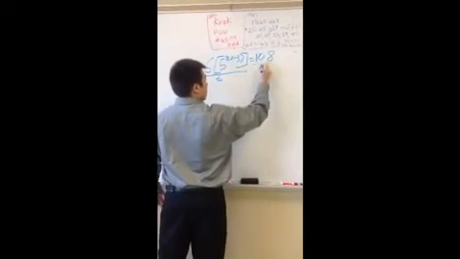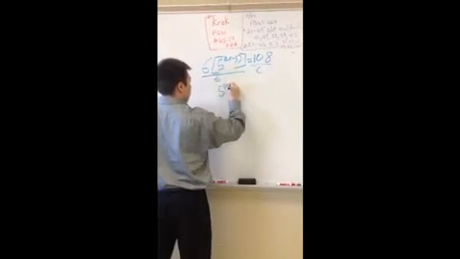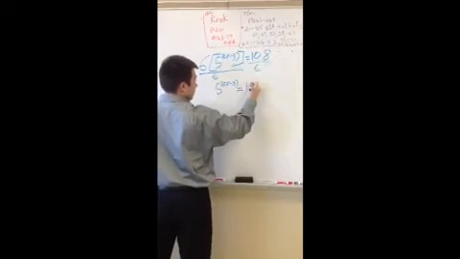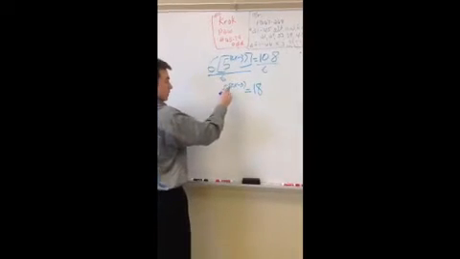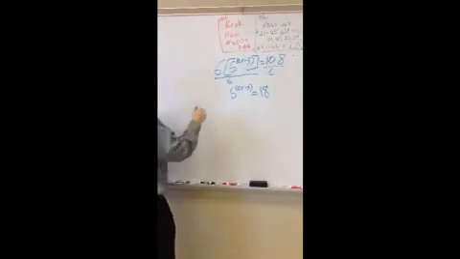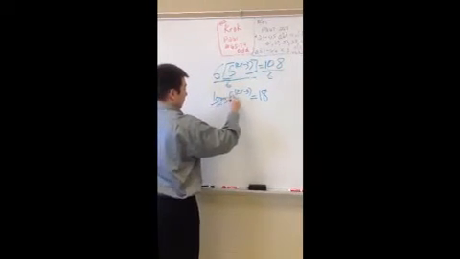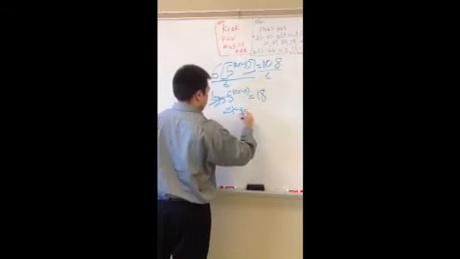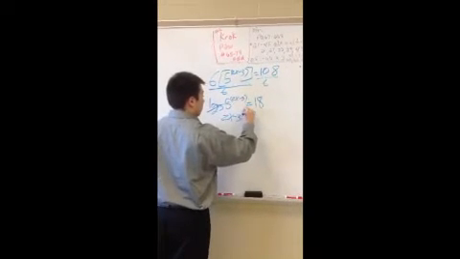So, you get 5 to the 2x minus 3 equals 18. Now, so we can get this alone, we're going to take the log base 5, and also put it over here, so it's 2x minus 3 equals log base 5 of 18.